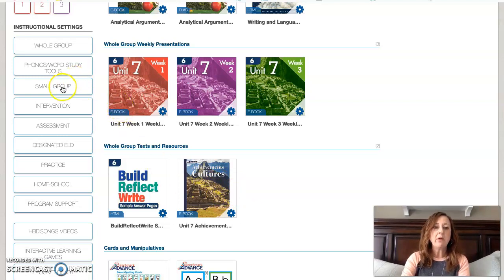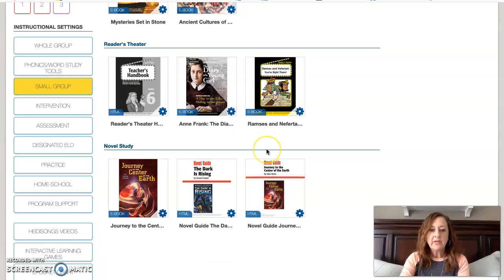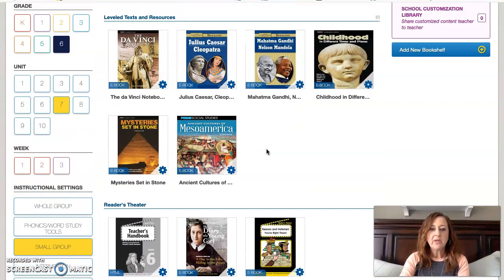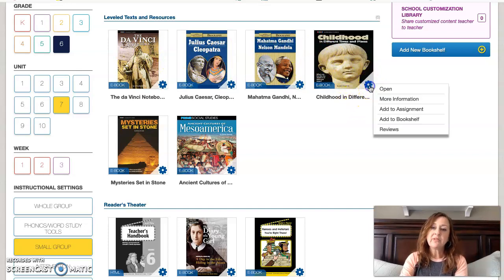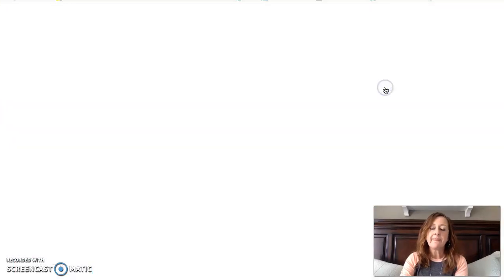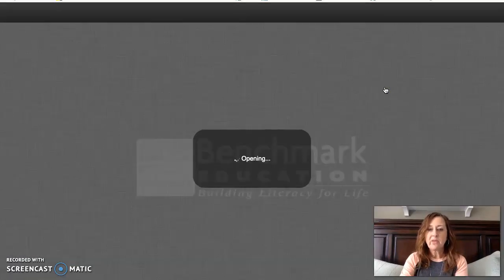We also have small group books. So if you take a look, we've got some books here that you can look at. Mystery Set in Stone, that's going to have some information about the pyramids, Julius Caesar, Cleopatra, Gandhi. So you're going to learn about India. All of these books up here are going to have information that will help you with your research. This one is one of my favorites. I'm going to open it up. The book is about children in the different ancient cultures.